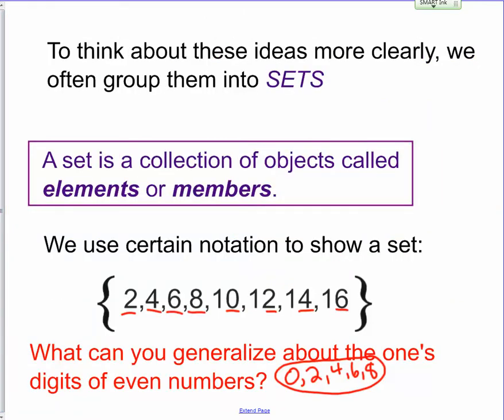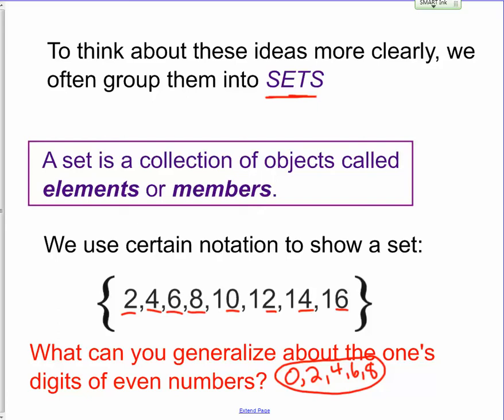And then we talked about sets and set notation. To think about these ideas more clearly, we often group them into sets. A set is just a collection of objects called elements or members. No different than if you had a set of seashells. It's just a collection of seashells. But we do use special notation to show a set, so we use these brackets.